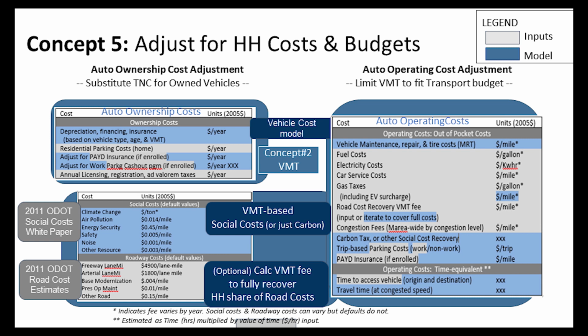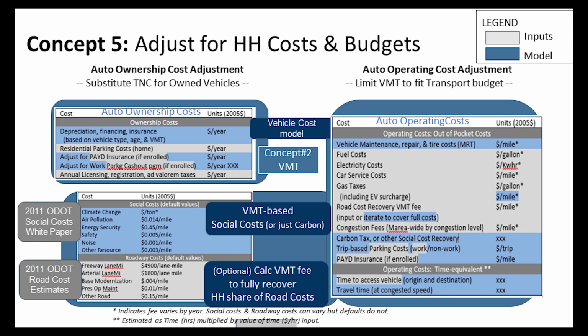Here's all the social costs and how they've been quantified. It's a little bit old, back in 2011. We talked about revisiting this, but that's where we've got right now. You can choose just carbon out of it. And again, it's VMT based, right? Because these tend to be per mile the way they've been quantified.